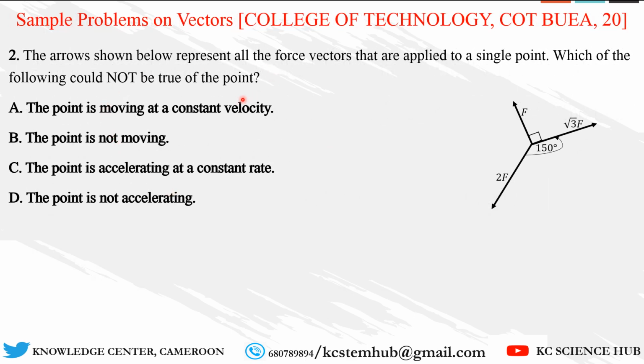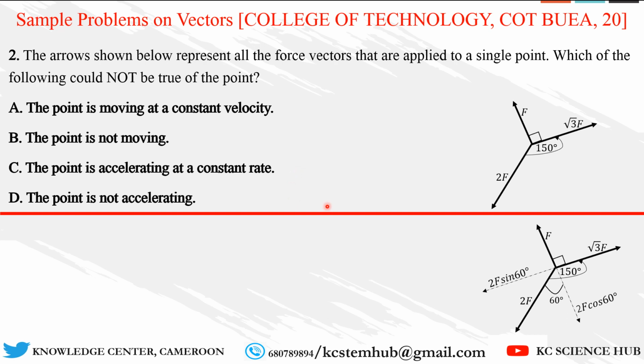The next problem is still another problem on vectors from College of Technology COT Buea 2020. So the arrows shown below represent all the force vectors that are applied to a single point. Which of the following could not be true of the point? Okay, so let's just analyze what we're analyzing.